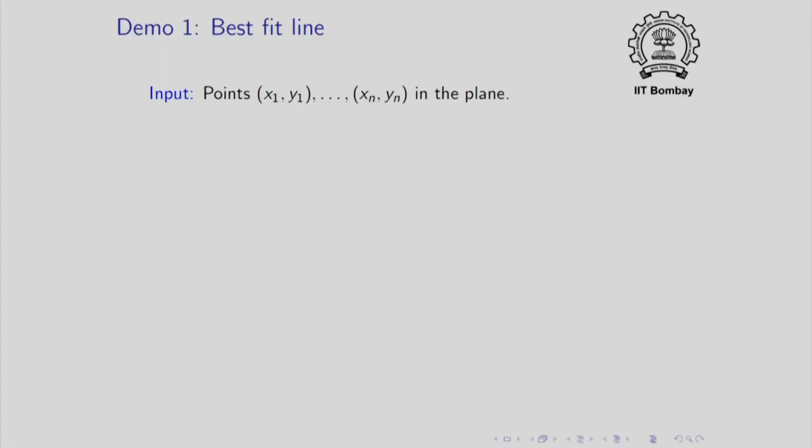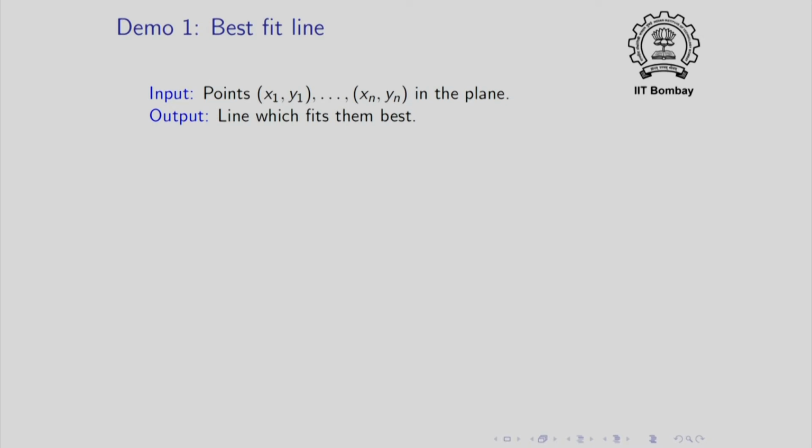Okay, so now I am going to do a demonstration of graphical input, and in the demonstration we are going to write a program which finds the best fit line given a set of points. So the inputs to the program will be a set of points x1, y1, x2, y2, up to xn, yn, which are in the plane. The output will be a line which fits them best.